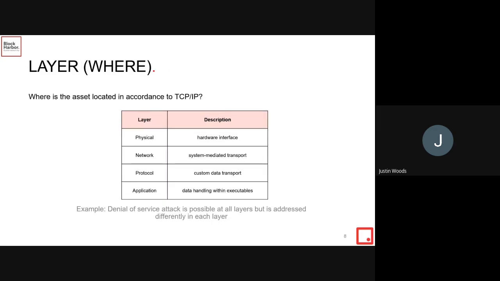So then we also have the layers to consider. Where is the asset located in accordance to TCP/IP? We have the physical or hardware interface. We have the network, which is the system-mediated transport, as well as the protocol. So what type of protocol the data is being transported in, and then the application, which is handling within the executables.